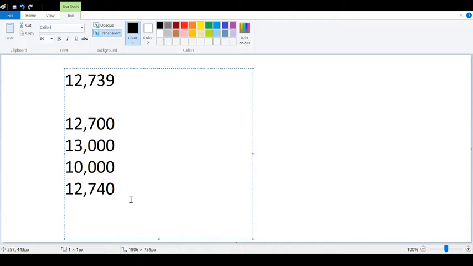So that's rounding. How can I apply this in the real world? Because our next topic of discussion is application problems. So let's go back and look at rounding. How do I apply rounding to the real world?